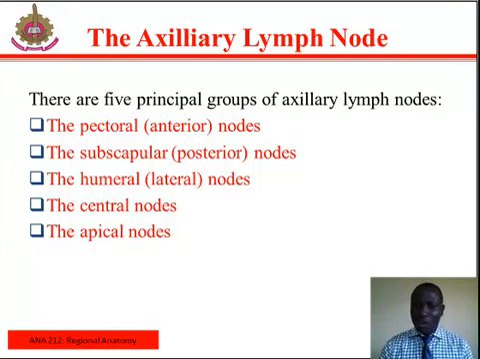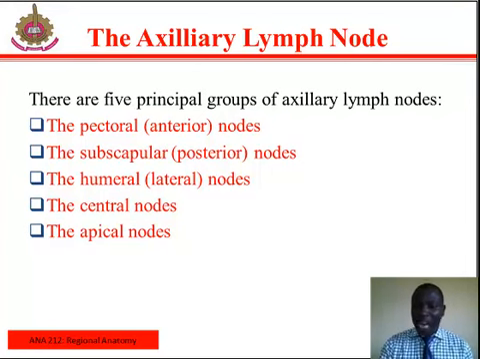The central nodes consist of 3 or 4 large nodes situated deep to the pectoralis minor near the base of the axilla in association with the second part of the axillary artery. Efferent vessels from the central nodes pass to the apical nodes.